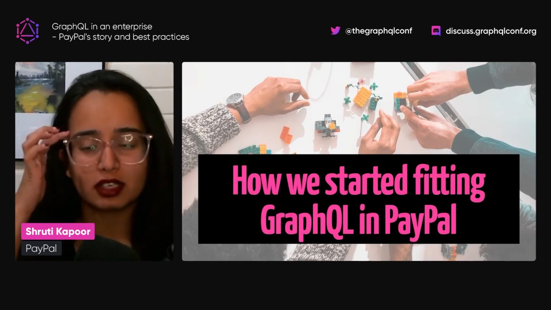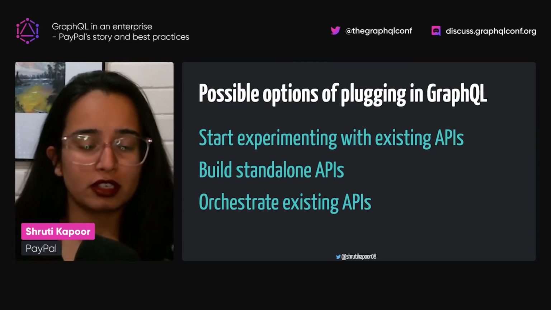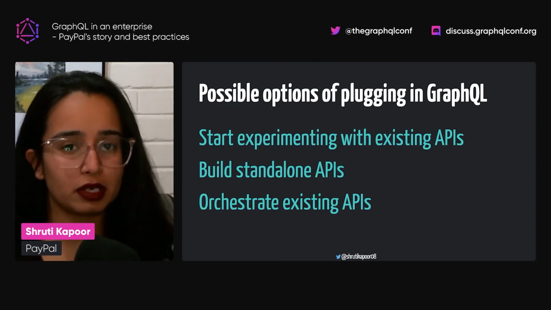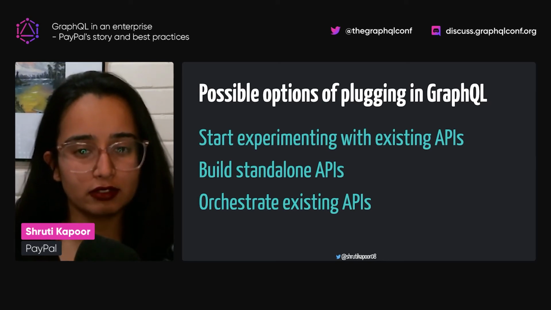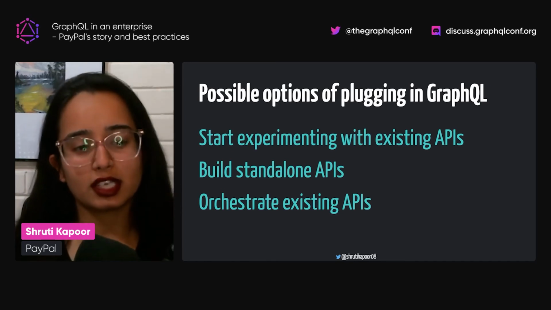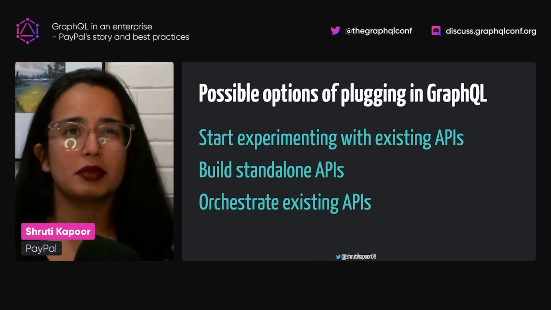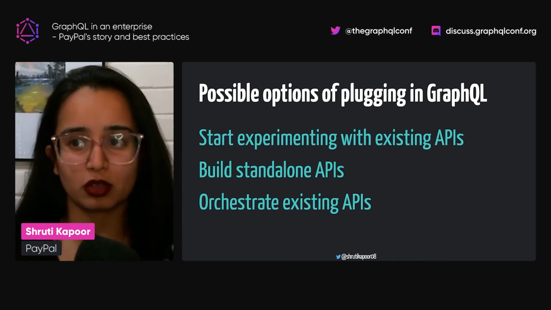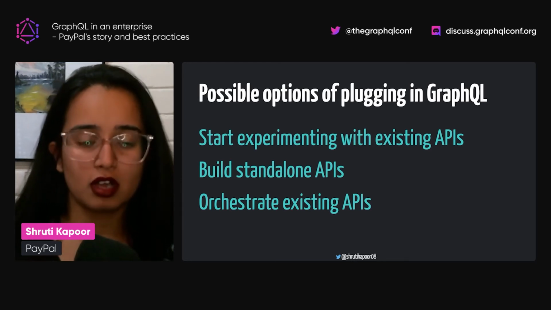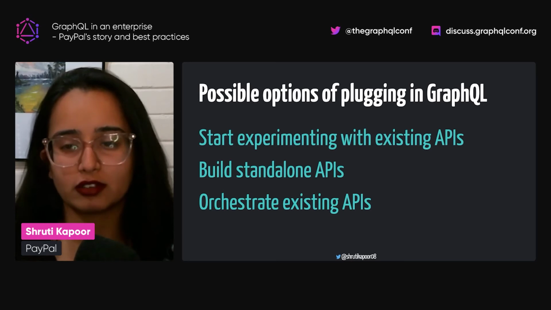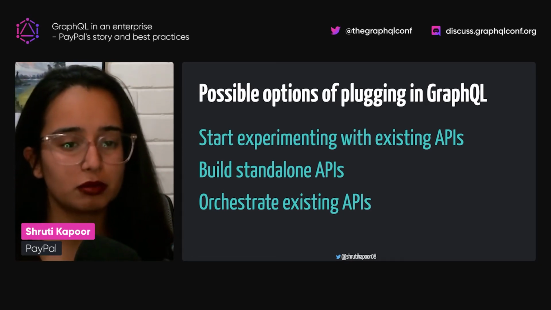Let's talk about how we started fitting GraphQL at PayPal. When we started plugging GraphQL into an API, we wanted to start experimenting with our existing APIs, and we wanted to pick projects that had relatively low impact. The project that I started working on in GraphQL was a really good candidate for trying it out because it was an internal project, but also had very low customer impact. So we had room to play around and experiment with GraphQL. That's why the try first app would be a really good approach.